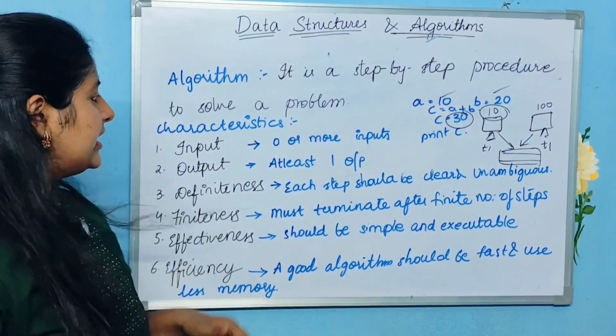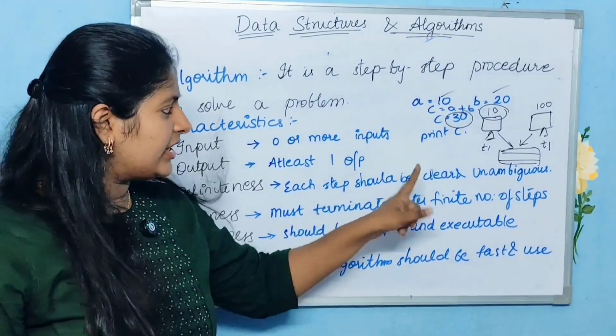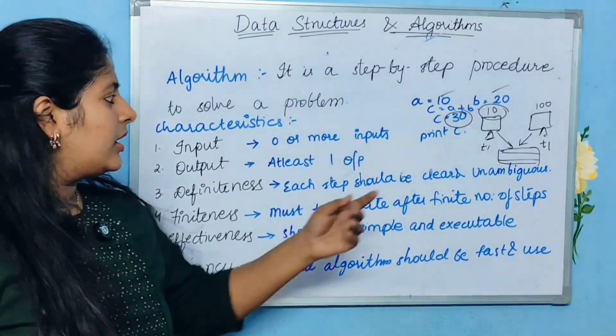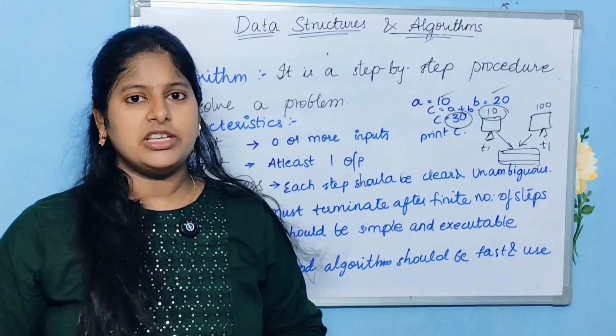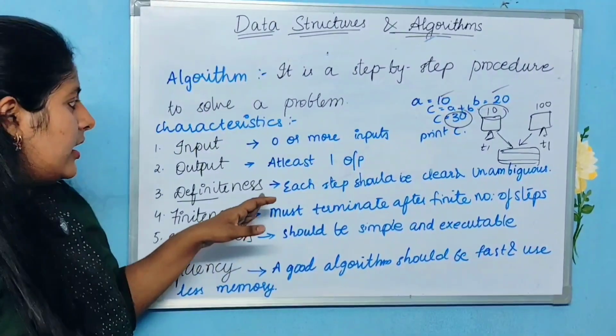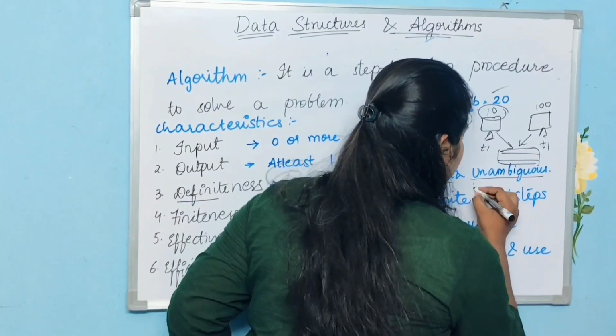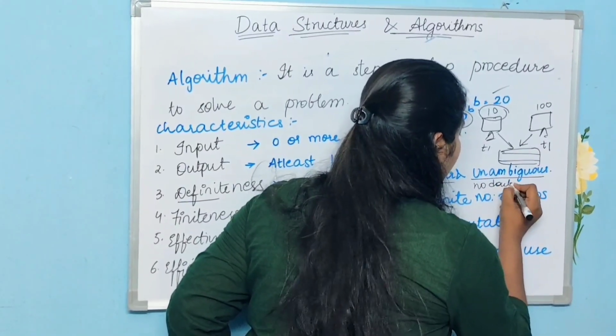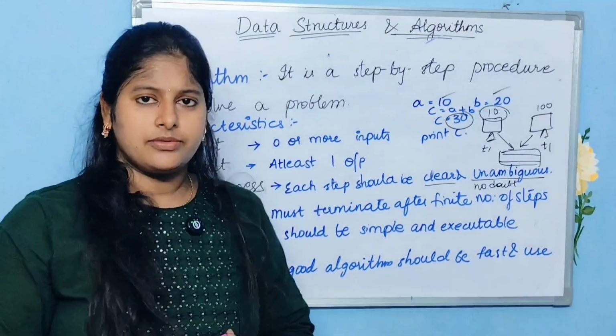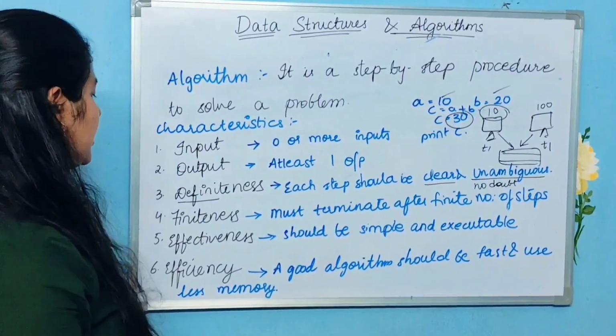My third one is definiteness. Each step should be clear and unambiguous. An algorithm should always be definite and each step should be clear and unambiguous. Unambiguous means no doubts. It should not create any kinds of doubts. This is called definiteness.